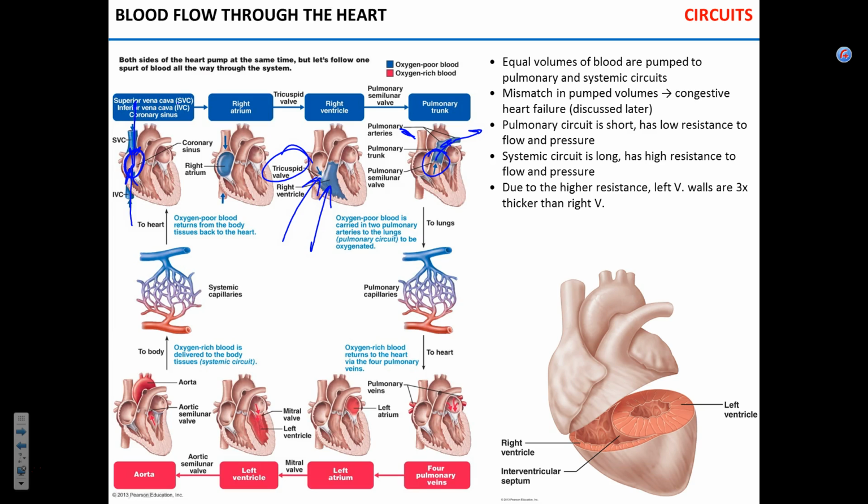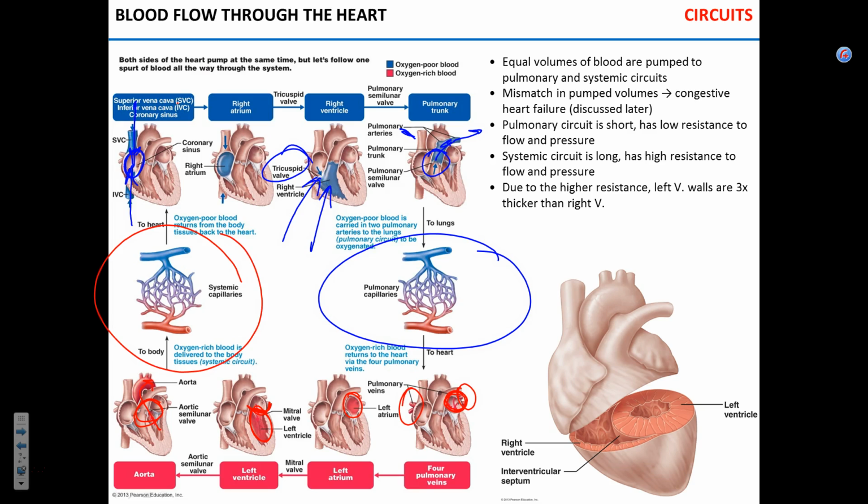This blood, you see that it's deoxygenated, reaches pulmonary capillaries where it is saturated with oxygen. Oxygen-rich blood flows back into the left atrium through the pulmonary veins. Left atrium pumps it through the mitral valve into the left ventricle. Left ventricle pumps the blood into the aorta, and blood crosses aortic semilunar valve. Blood from the aorta reaches all the tissues and then is collected into the vena cava. The cycle starts again.